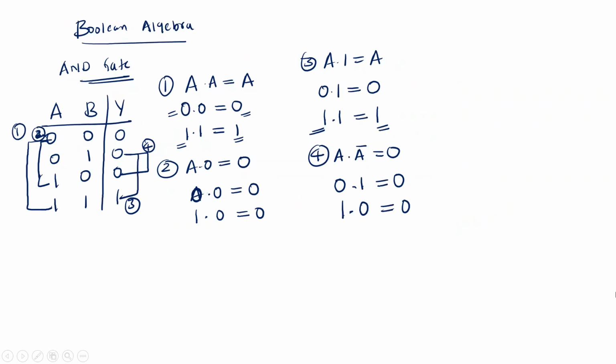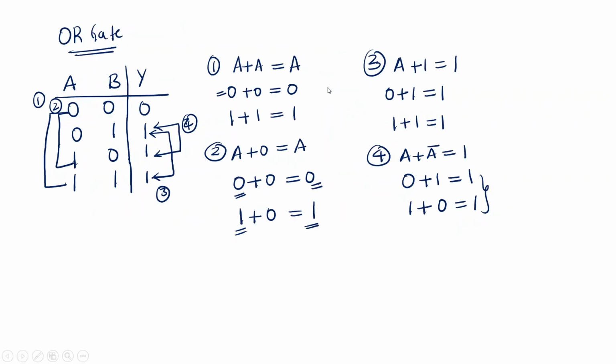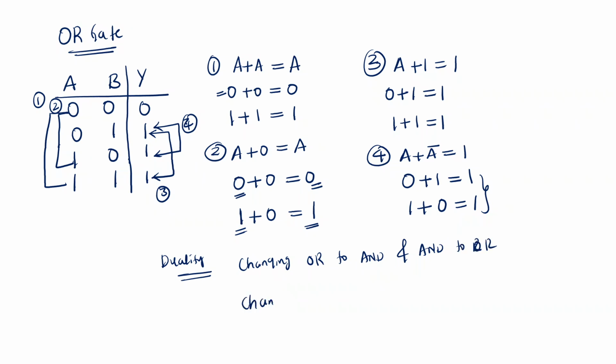So this is nothing but the OR law. If you apply the dual for this one, you will get the AND law. So duality means what? Changing OR to AND, and AND to OR, and changing zeros to ones, and ones to zeros.